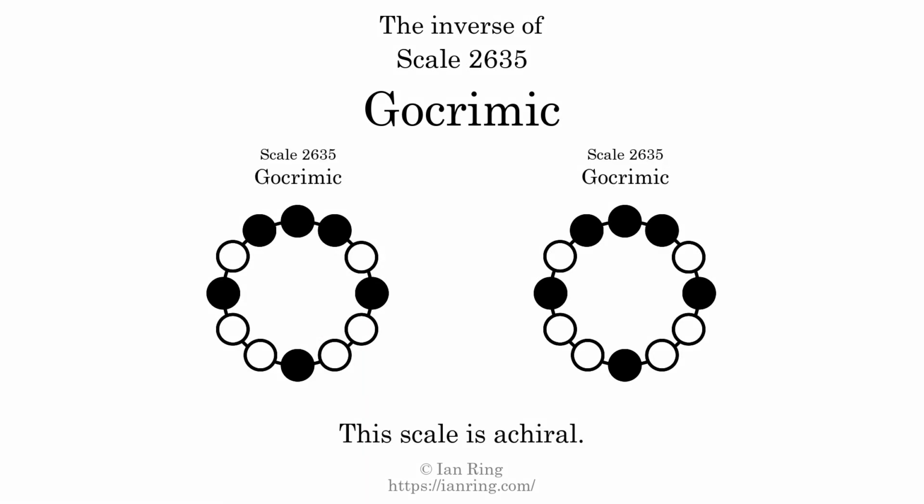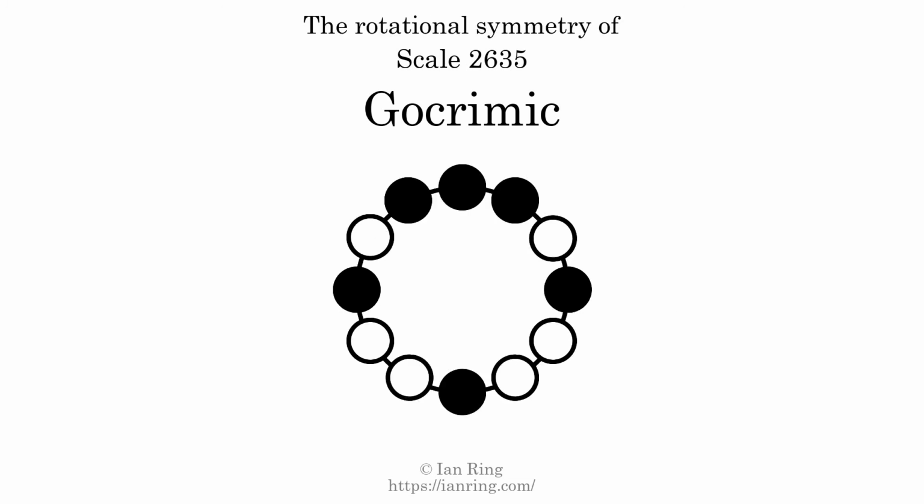The inverse of a scale is a mirror image. It is what you get when the sequence of intervals is reversed. This scale is symmetrical, its inverse is the same as itself. Like all symmetrical scales, this scale is achiral, since it can transform into its own reflection by a rotational transformation. This scale has no rotational symmetry.